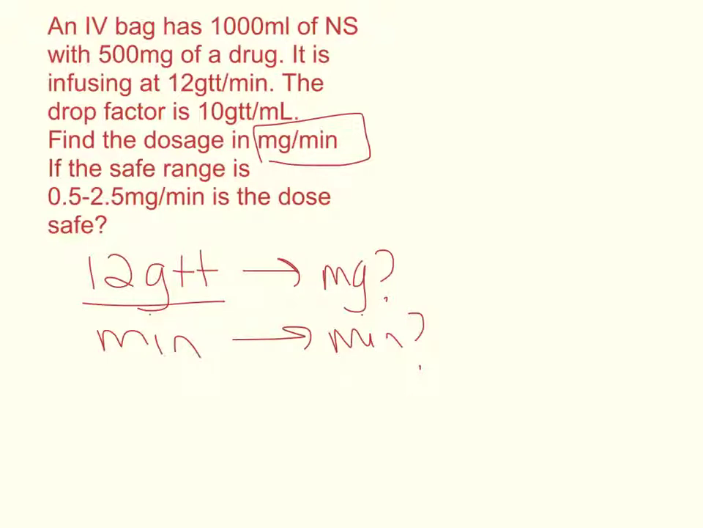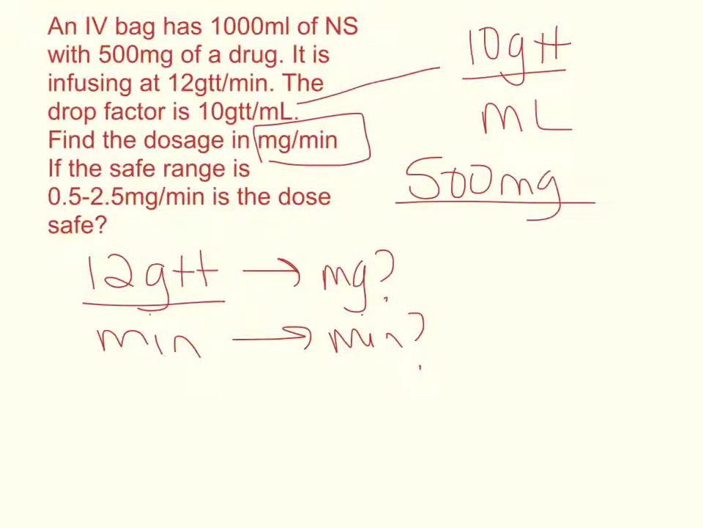There's one thing that we have at our disposal here. We know we have a drop factor of 10 drops per milliliter. We also know that we have a strength of our solution, which is 500 milligrams over 1,000 milliliters. Eventually we're going to want to use that strength, 500 milligrams over 1,000 milliliters, because the final dosage is asking for it in milligrams. And we also need minutes, which is part of that 12 drops per minute infusing time that we're given.